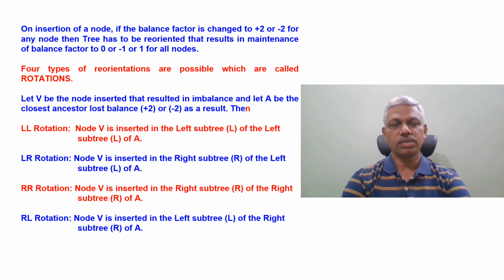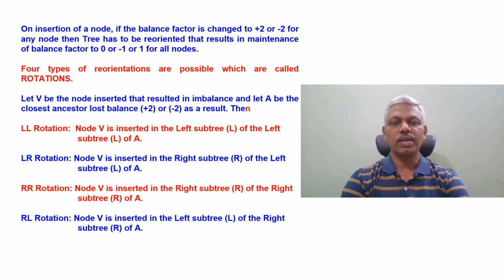Then A is such a vertex, let us take. Then there are four types of cases that may arise. That is, the balance of A is lost on insertion of a vertex V in the left subtree of A. That is called LL rotation.